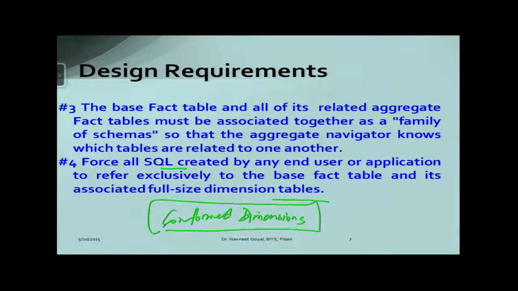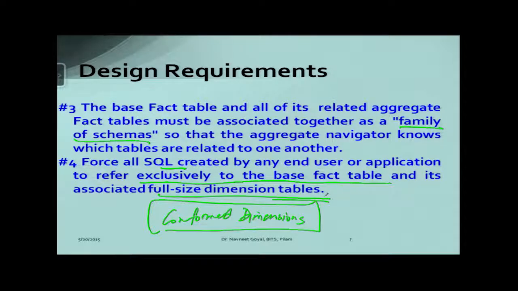Third design requirement: the base fact table and all its related aggregated fact tables must be associated together as a family of schemas. This is what I explained to you just now, so that the aggregate navigator knows which tables are related to one another, right? This helps the aggregate navigator, and forces all SQL created by any end user or application to refer exclusively to the base fact table and its associated full size dimension tables. So that is another design requirement.